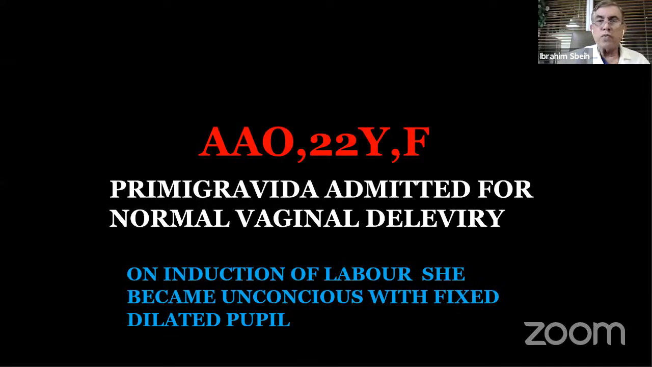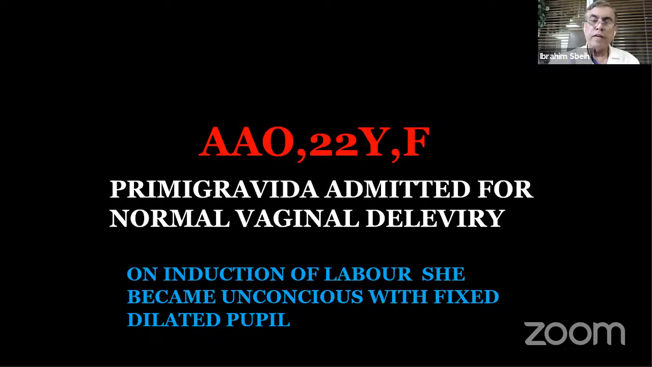This is a 22-year-old female patient, recently married, pregnant with her first child, admitted for normal vaginal delivery. On induction of labor, she became unconscious with a one-sided fixed dilated pupil. What's the diagnosis? Oh, this is the usual coagulation problem that we see with pregnant ladies. This is sad, a 22-year-old patient.